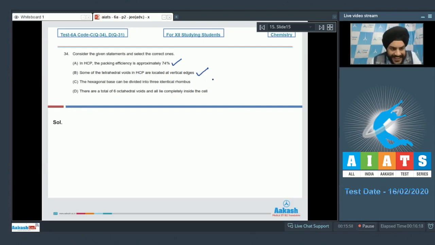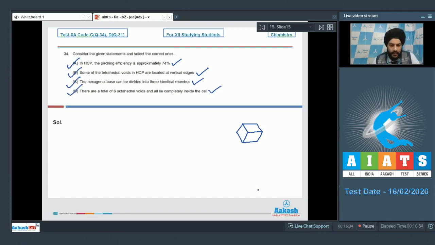If we talk about statement C now, the hexagonal base can be divided into three identical rhombus. This is also a correct statement, students. If we divide the hexagonal base into three equal parts, we are going to have three identical rhombus. If we talk about option D now, there are a total of 6 octahedral voids and all lie completely inside the cell. So this is also a correct statement, students. For question number 34, we have to mark all of these answers as correct.